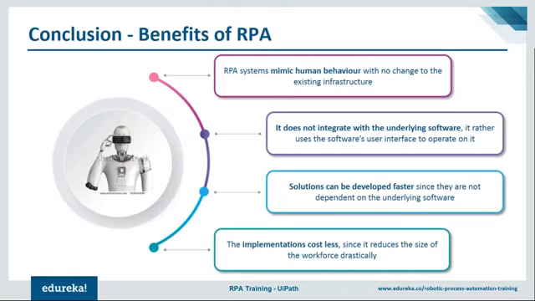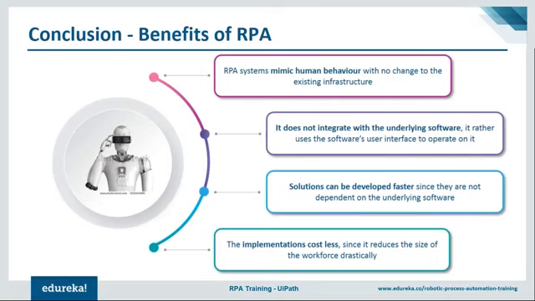First of all, RPA systems mimic human behavior with no change to the existing infrastructure, which basically means, you could relate it with the calculator example, that the existing infrastructure, the existing technology that we have, we are not changing it. We are not even touching it. We can do everything on that calculator as a human was doing using RPA without changing the calculator's technology, which is awesome, which was not possible before.